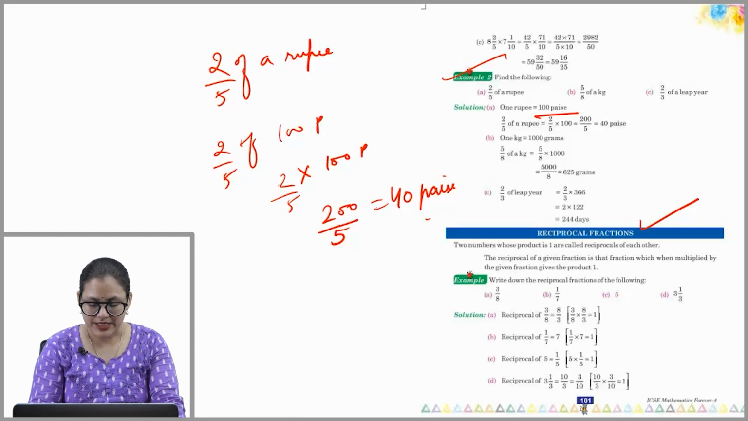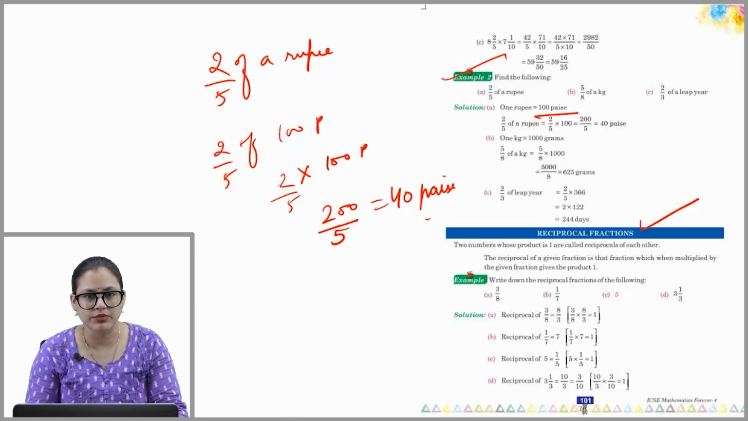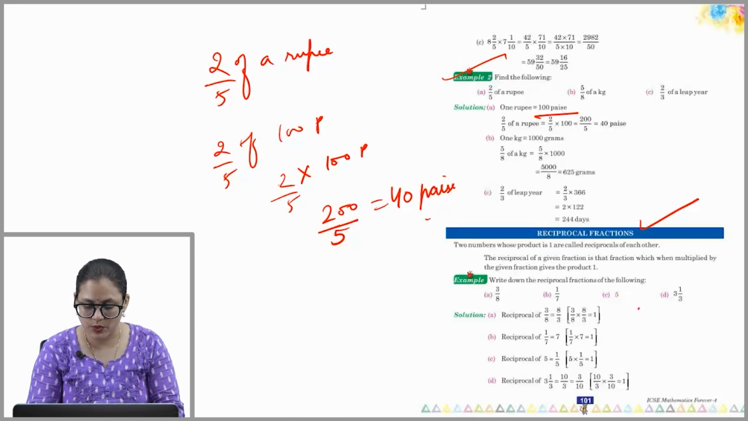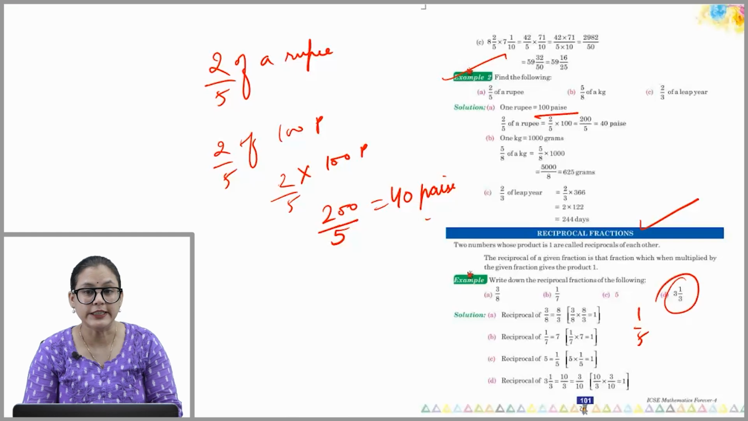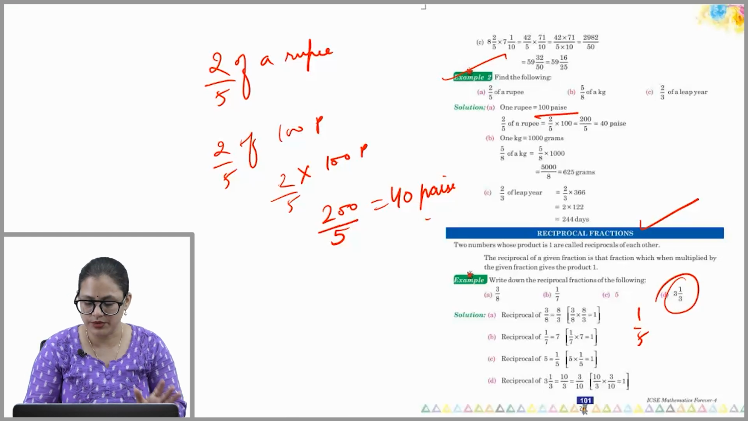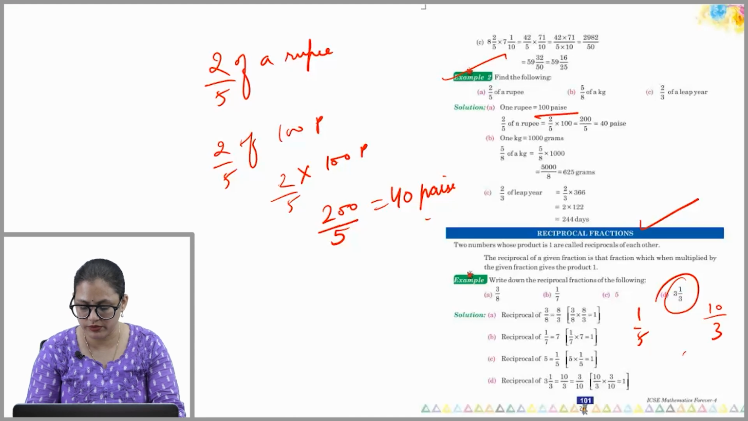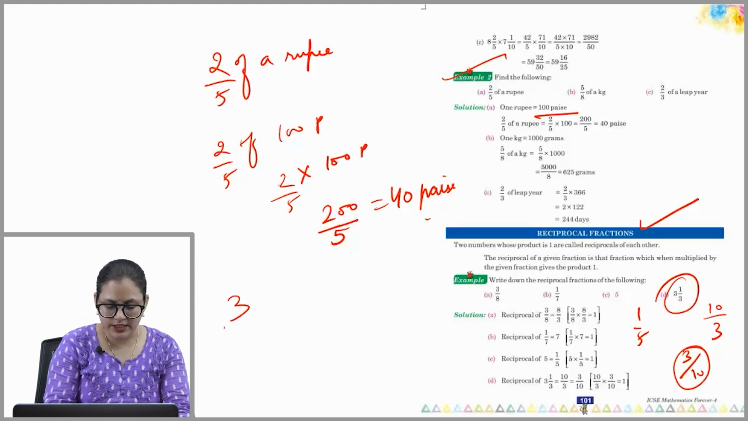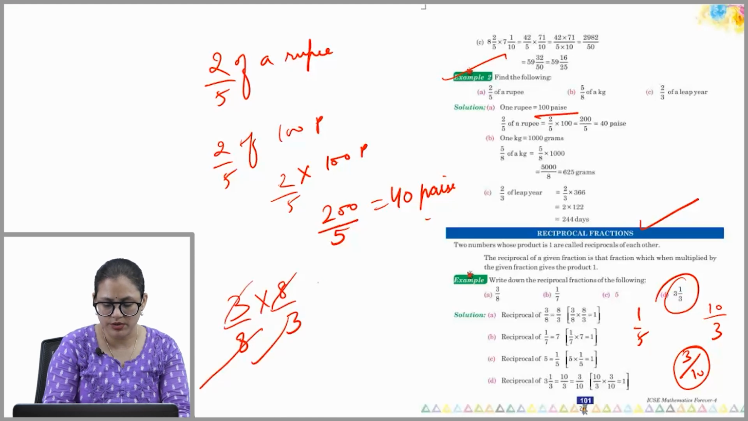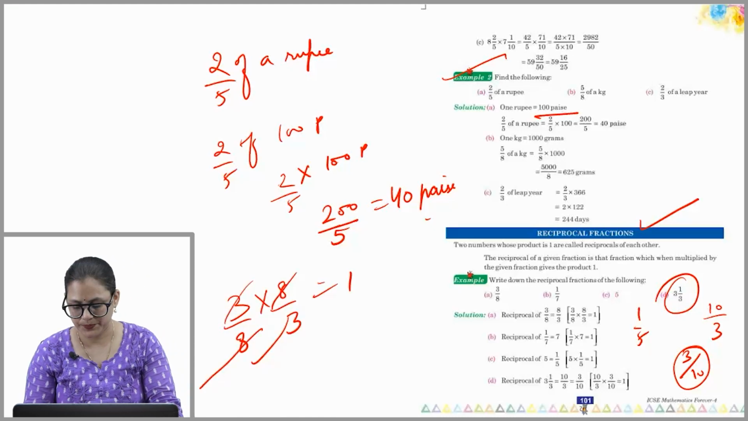So the reciprocal of 3 by 8 is 8 by 3. Reciprocal of 1 by 7 is 7. Reciprocal of 5 is 1 by 5. And for this mixed number, first convert it into an improper fraction, 10 by 3, and then the reciprocal will be 3 by 10. Okay students, see, 3 by 8 and the reciprocal of it is 8 by 3. If we multiply them, the product we get is 1.